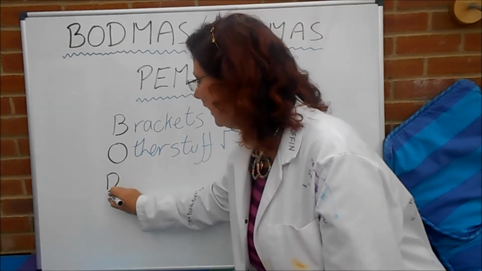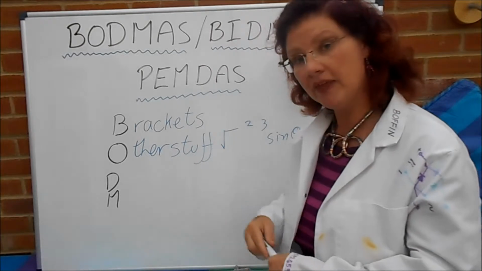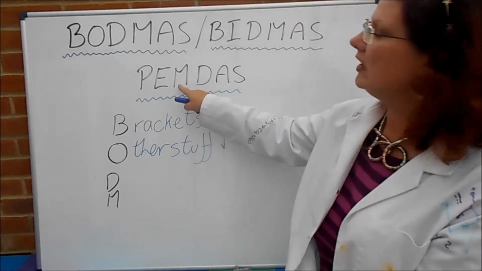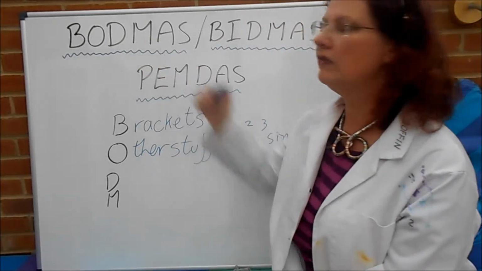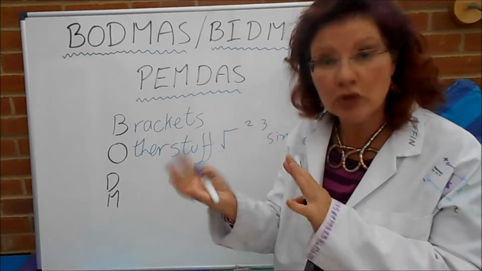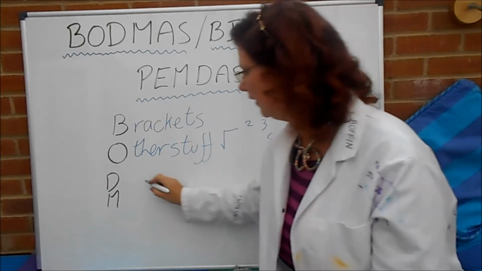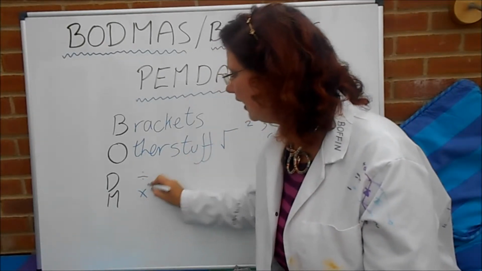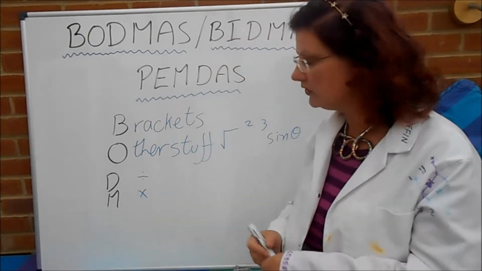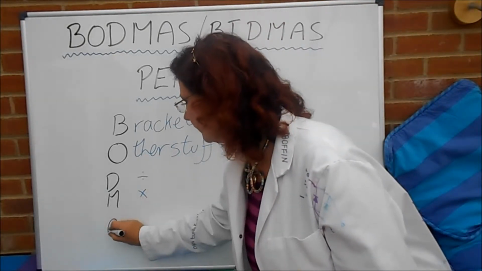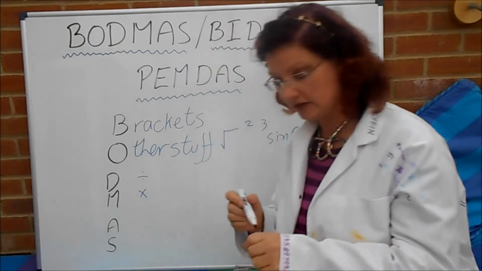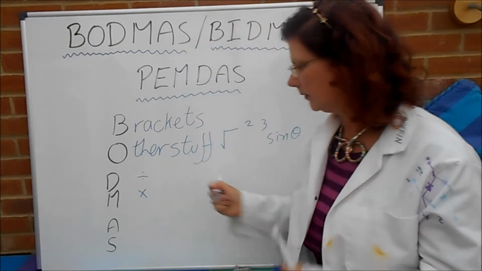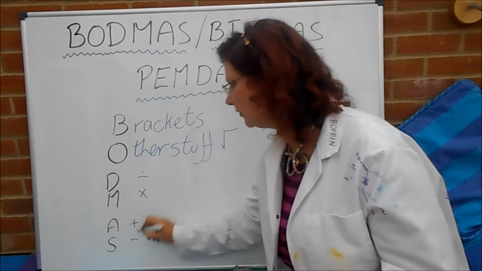Divides and multiplies. They come next. You'll notice in this it has multiplies and divides. These both have divide and multiply. It doesn't matter, divides and multiplies all come next. So that's divides and multiplies. And last of all come the adds and subtracts. So A is for add and S is for subtract.